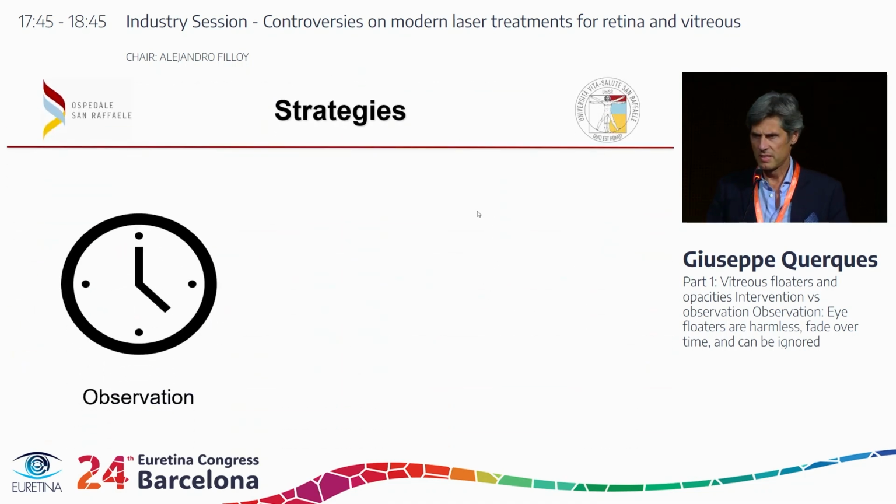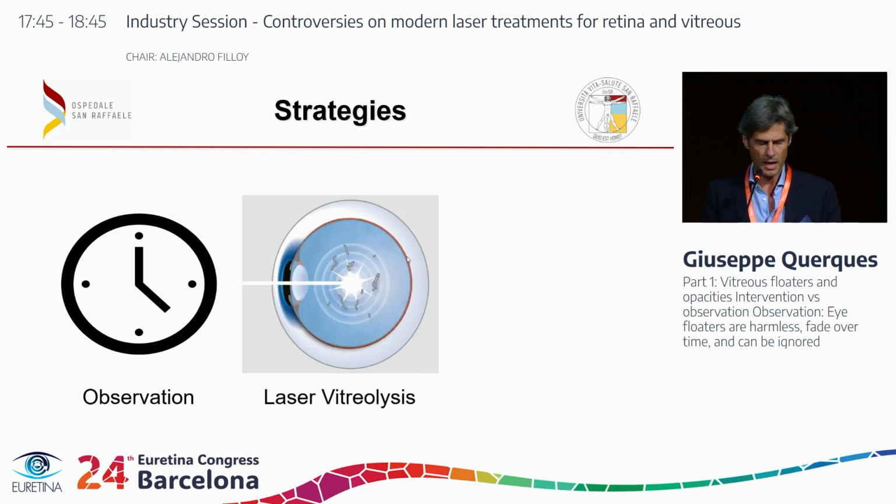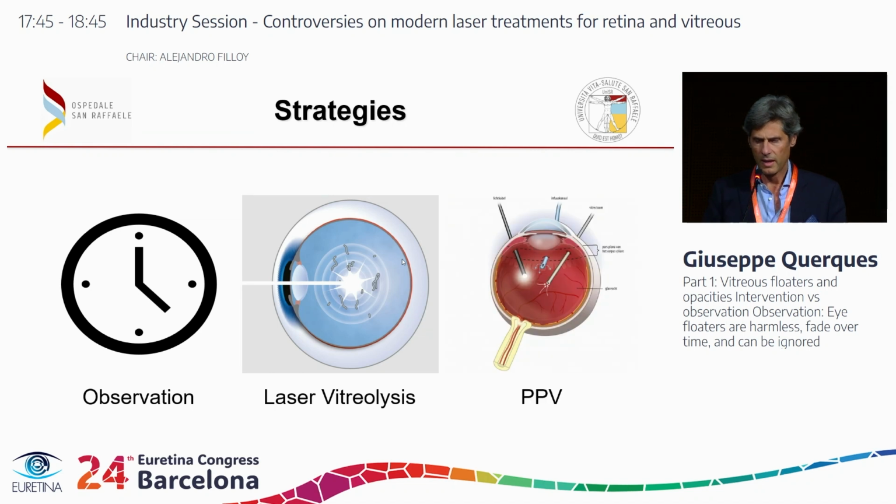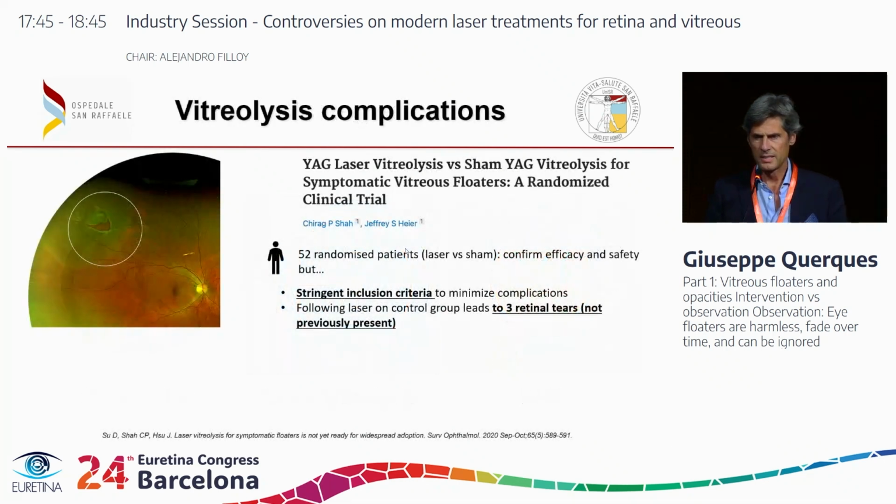So there are different strategies for vitreous floaters and opacities: observation, laser vitreolysis, and pars plana vitrectomy. Unfortunately, all the treatments may be affected by important adverse events, and so clinical trials are scarce. This is the only one that was published so far, and you can see there is a very small number of patients included. If you consider that this is laser versus sham, so it's randomized, and despite this small number, there were 3 cases of retinal tears after laser treatment.